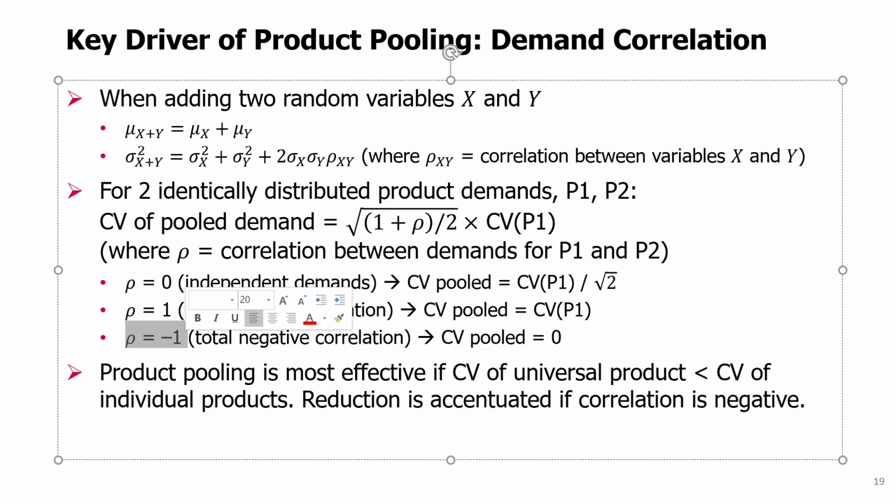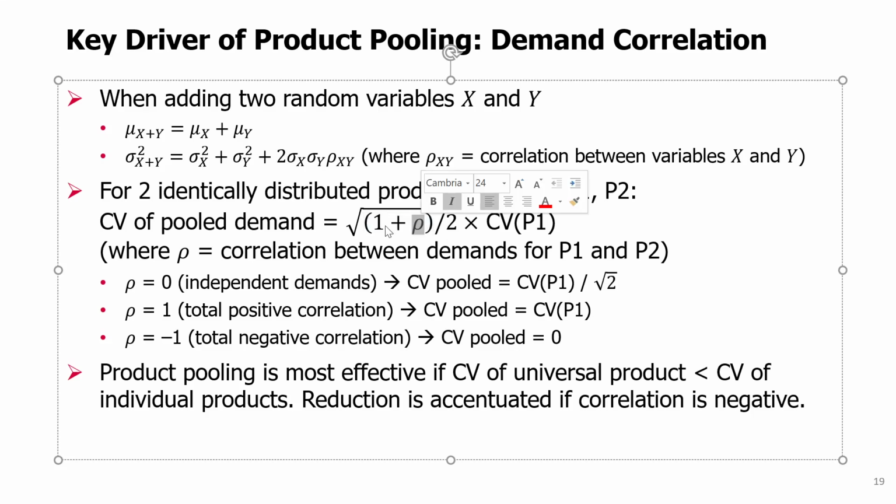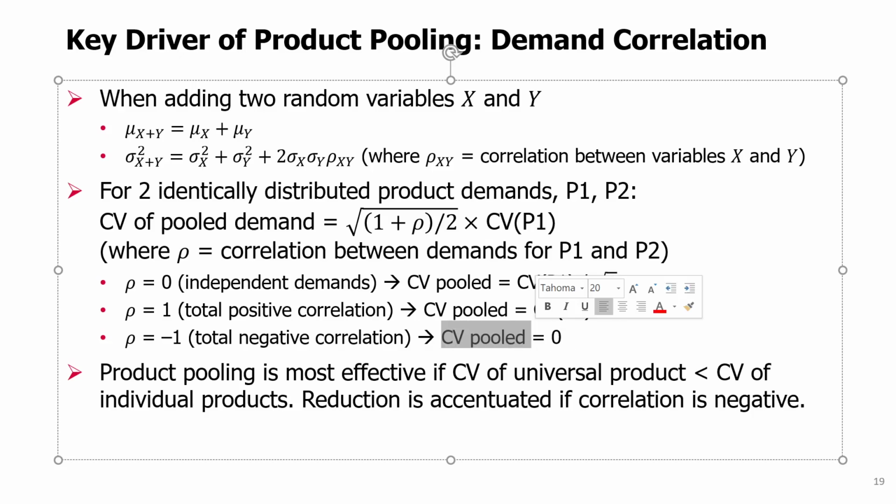And when you have negatively correlated products, perfectly negatively correlated products, the CV of the pooled demand becomes 0, because plug in here -1, right? And you get 1 minus 1, that's 0, divided by 2, still 0, square root, still 0. So you have 0 times this, and so 0 times whatever is still 0. So CV of pooled demand is 0.